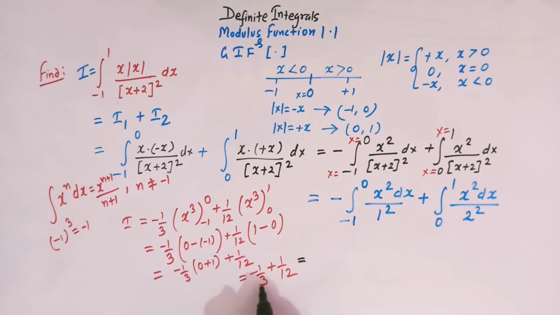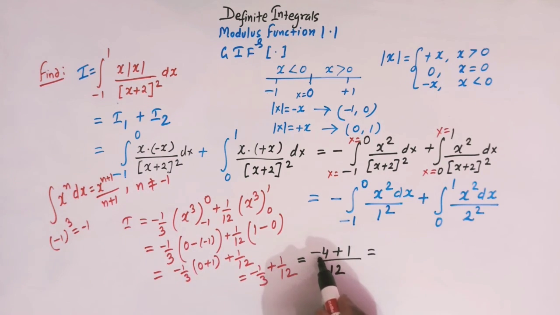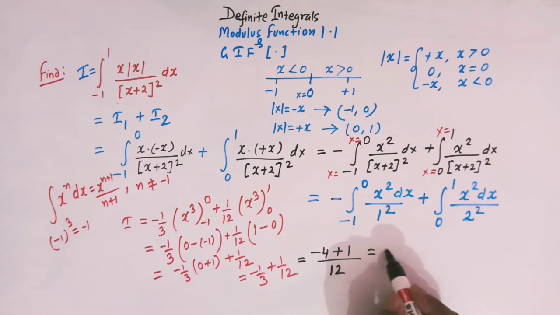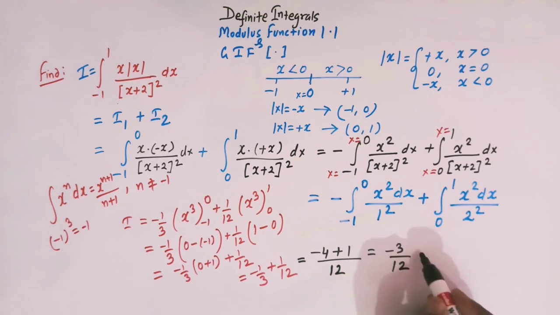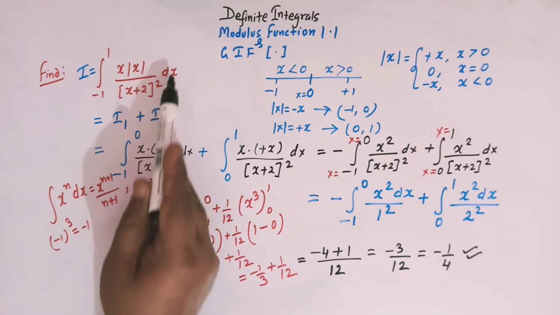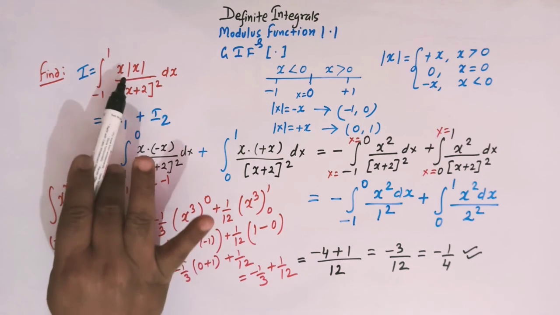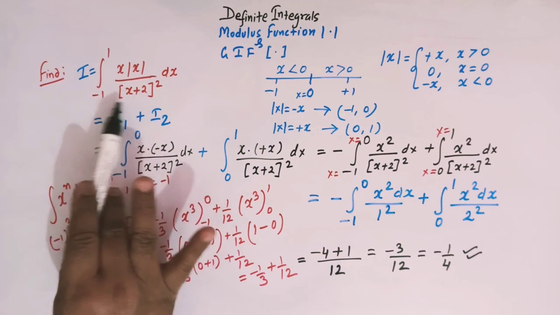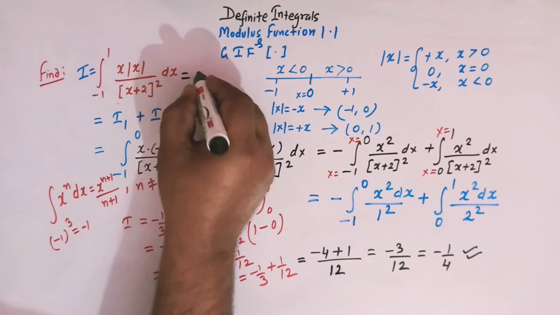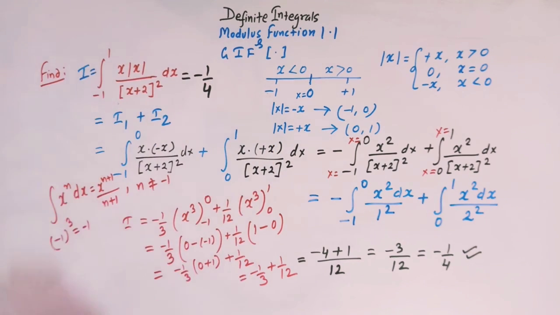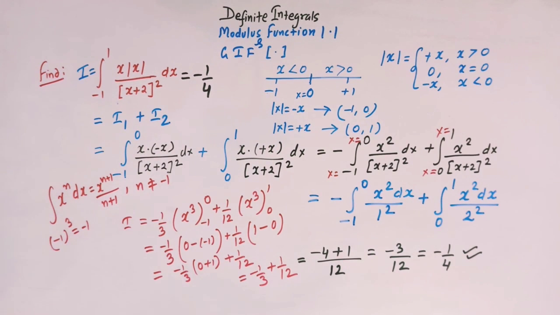Now we can simply add these two numbers. So 12 is the LCM, and here we have minus 4, and here we have 1, right? And minus 4 plus 1 is minus 3, and here we have 12, so this is minus 1 over 4, right? So viewers, the value of this integral, which comprises the modulus function and the greatest integer function, is equal to minus 1 over 4, right? So this is how we solve this important and conceptual integral.